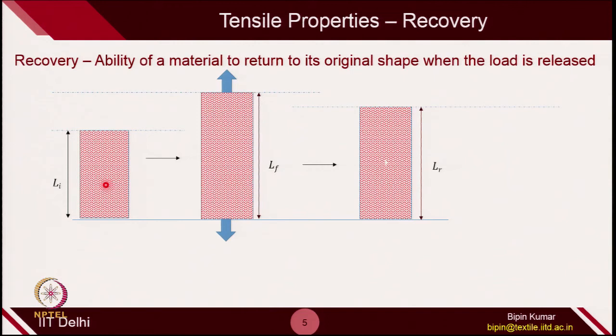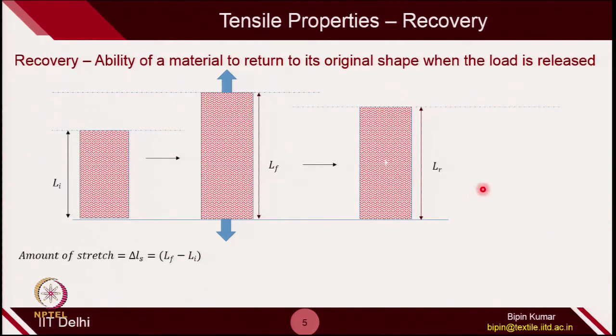Depending on how much we have extended it and how much we have recovered, we define one parameter, which is the recovery parameter. For example, the amount of deformation we have given to this fabric material is Lf minus Li. So, the amount of stretch, final length minus initial length, is delta L stretch, and we see how much the material has recovered. This is the final length of the material after loading, and this is the final length of the material when you release the load.